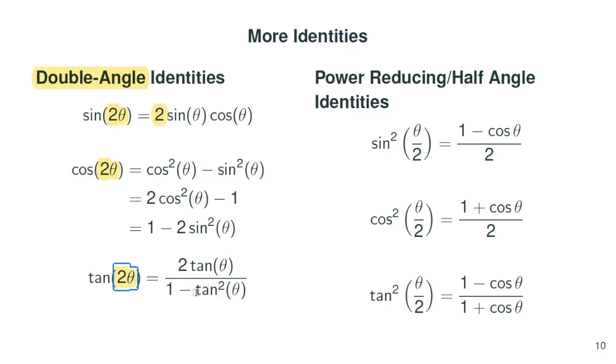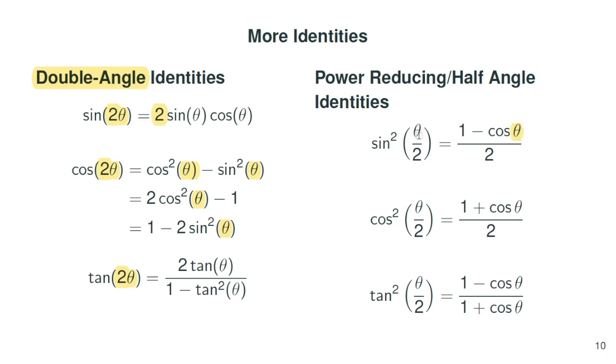Tangent 2 theta is just one thing. Again, remember the left side angle is 2 theta. The right side angle is just theta. That's why this is called the double angle identity. On the right side, we have a half angle identity because this angle is now half of this.